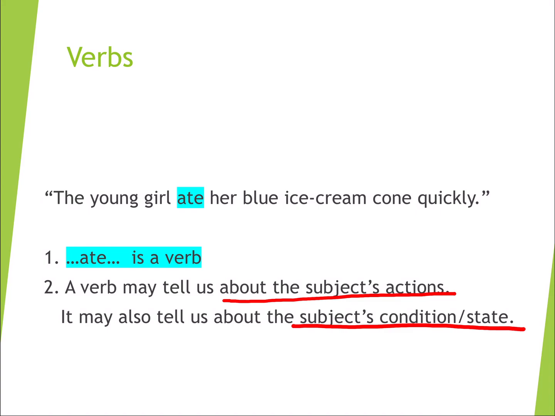So for example, the young girl was happy, or the young girl was hungry. Is that an action, or is that a condition or quality? The young girl was happy. That's an example of a verb that is used to describe the subject's condition. So verbs can do two things. They can tell us about the subject's actions, and they can also give us more information about the subject's condition or state of being.